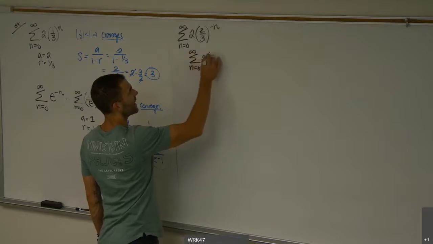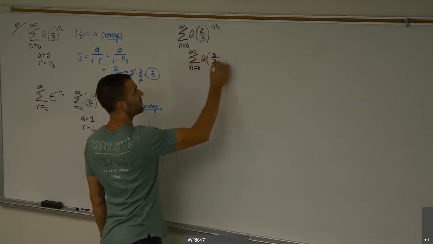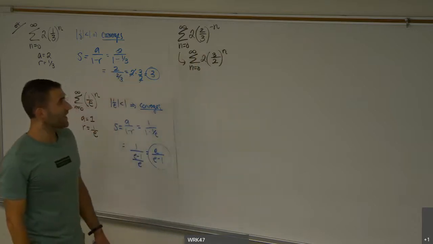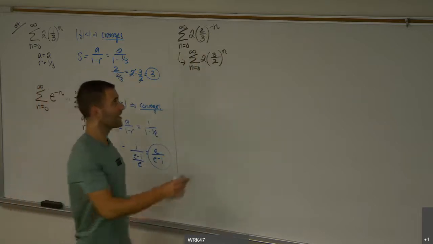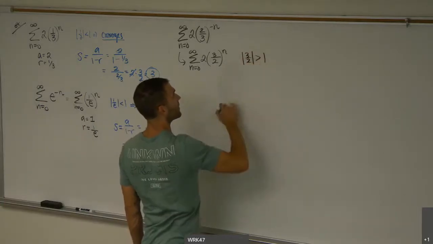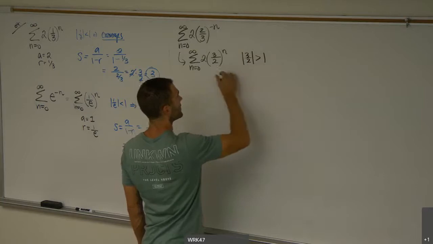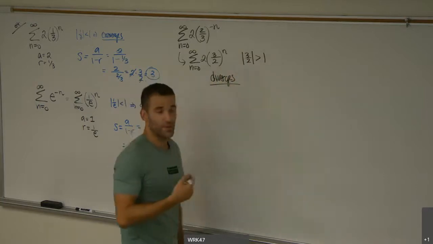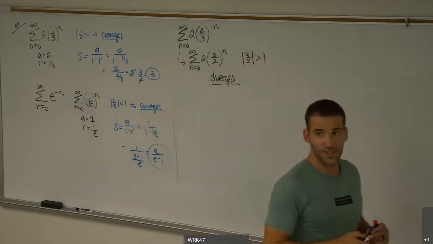If you actually look at it, negative means reciprocal. So actually this is really the series 2 times 3/2 to the n. Well, the value of r is 3/2. That's bigger than 1. This implies the series diverges. So of course it doesn't have a sum, so we're done. It blows up. There is no sum to this series.